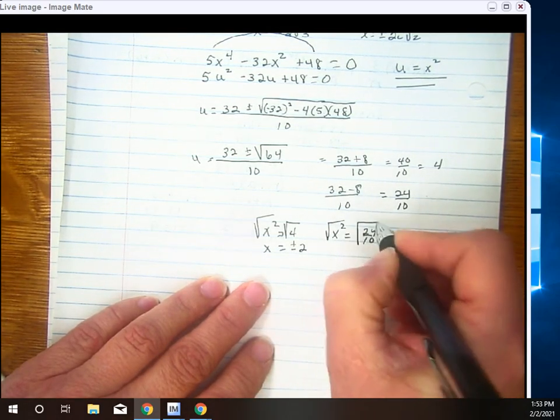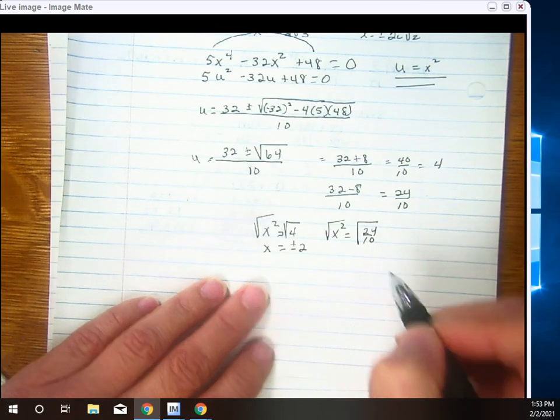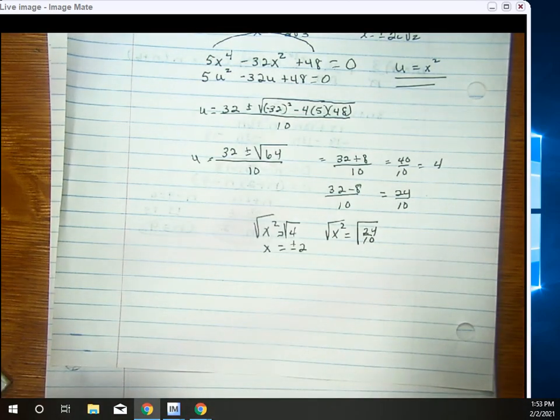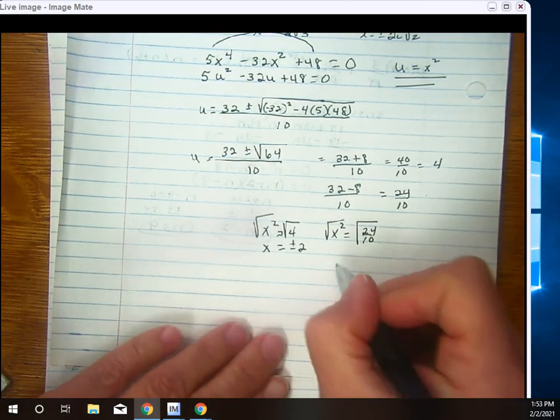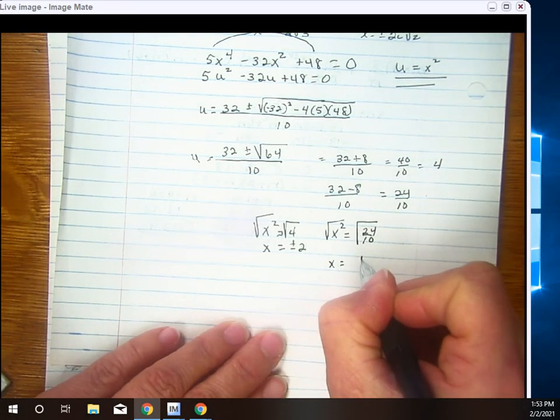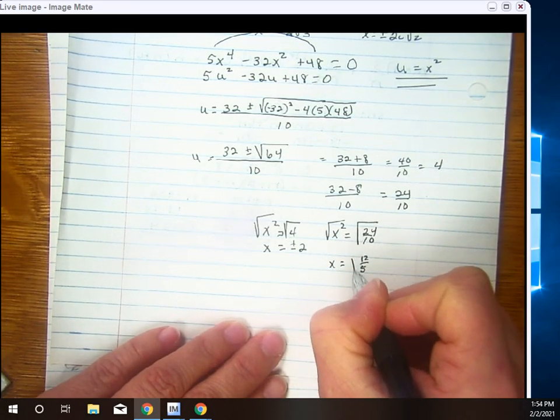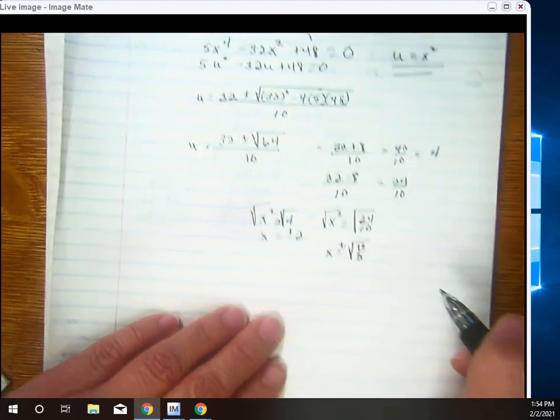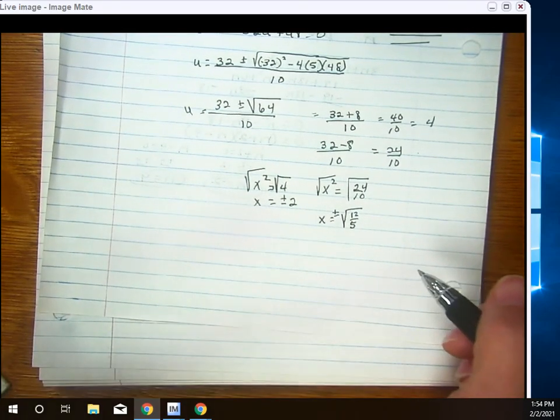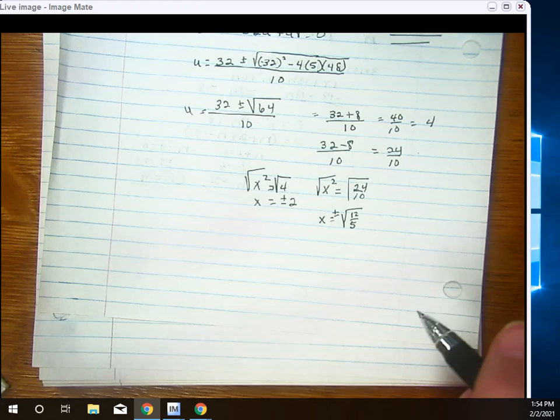Take the square root. Can I simplify the 24 over 10? Yes. How are you going to simplify it? Divide by 2. So 12 fifths underneath that radical. I can't leave the 12 and I can't leave the 5. What do you want to do first?